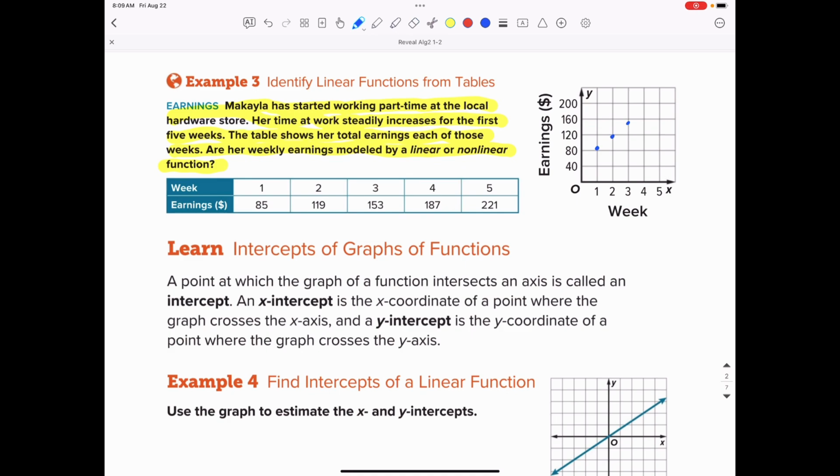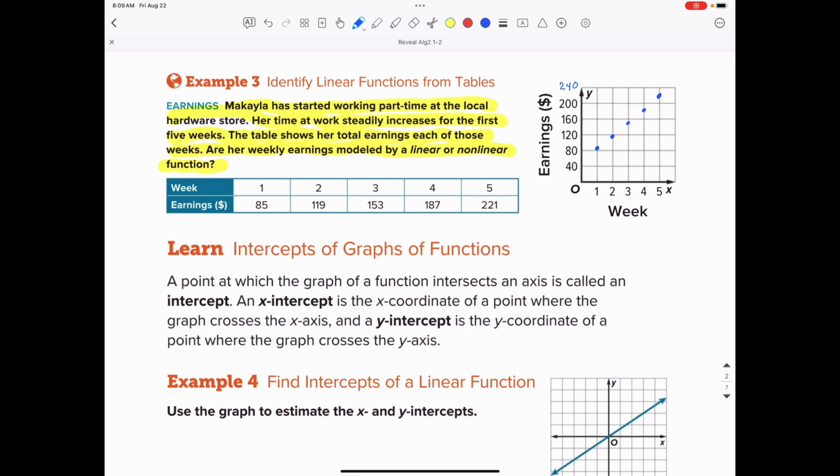Week 4, 187 should be slightly past halfway between 160 and 200, because halfway would be 180, so 187 would be about like that. And then week 5, 221. Since this would be 240 at the very top, 221 is almost exactly halfway between 200 and 240.